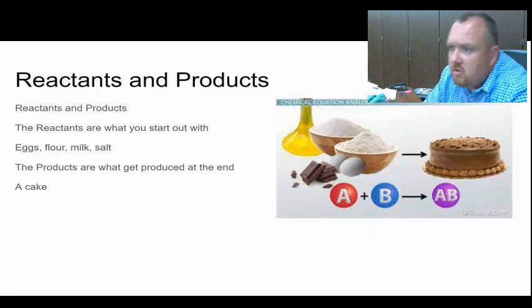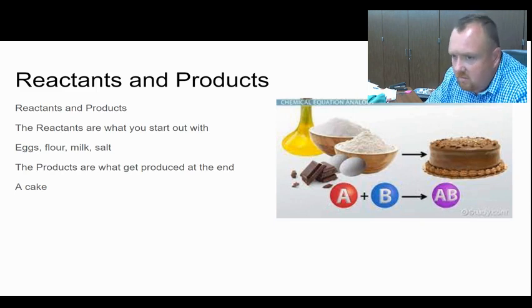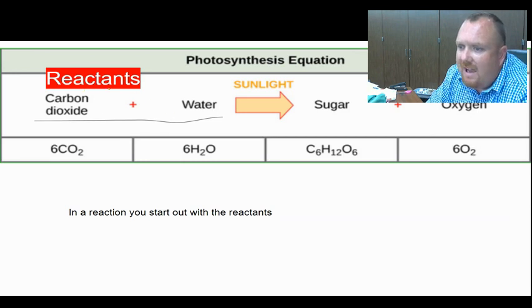First things first, reactants and products. The reactants are what we start out with. The eggs, the flour, the milk, they will turn into the product. In this, the product will be the cake. Cake is product, it's what gets bought. We buy products. Okay, reactants are on the left.